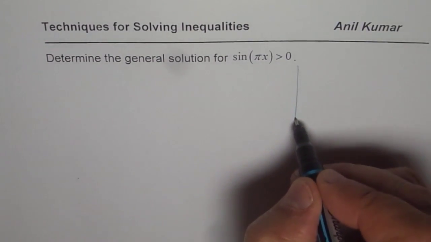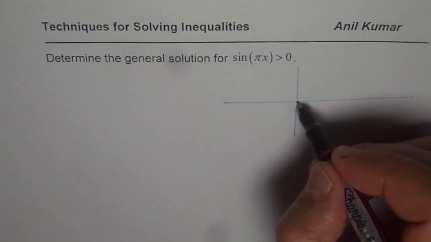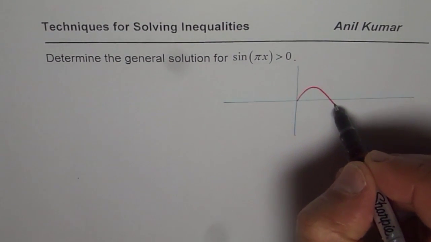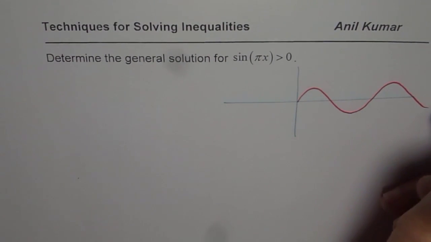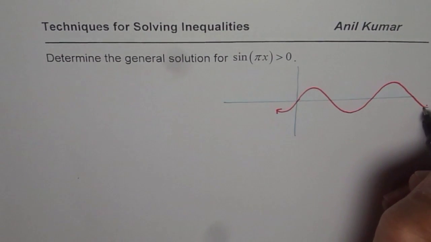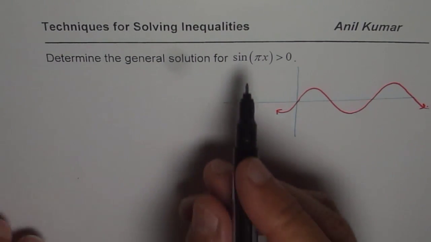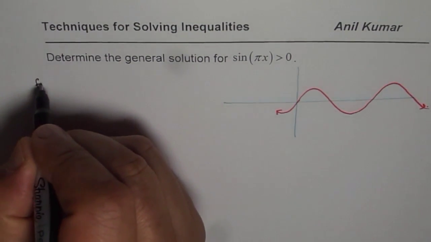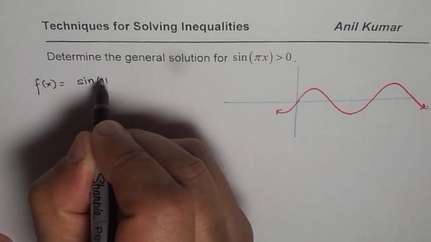So let me just sketch a sine graph and then we'll work it out. So let me start from here for the time being. I know it goes forever and the domain has no restrictions, right? So we'll consider one wave. Okay, so that is how the wave is. Now we are given the function sine pi x. So let us say the function f of x is equal to sine pi x.